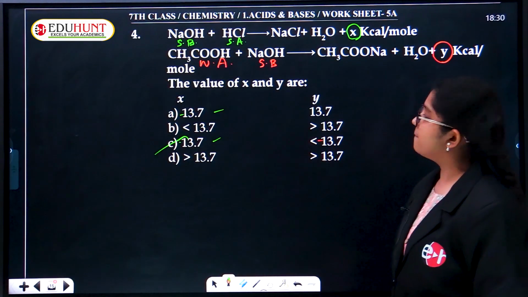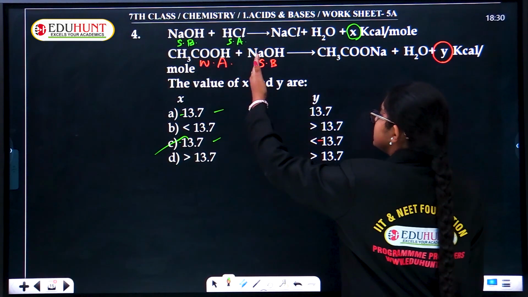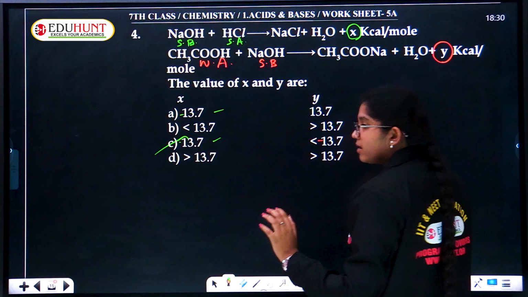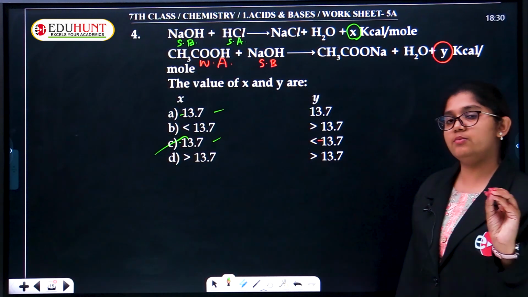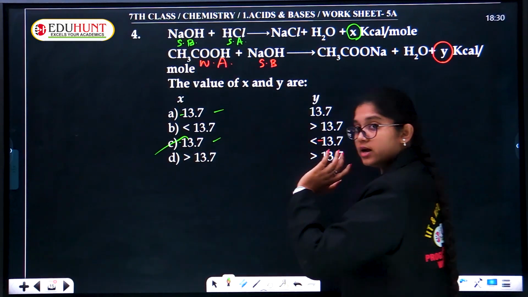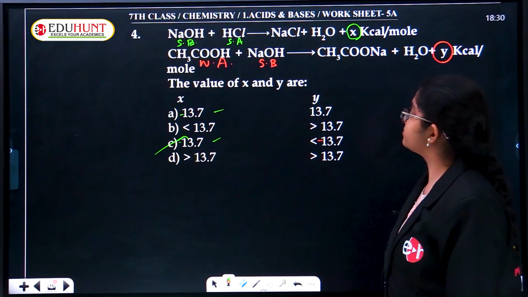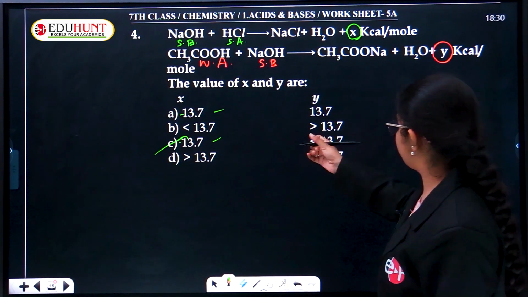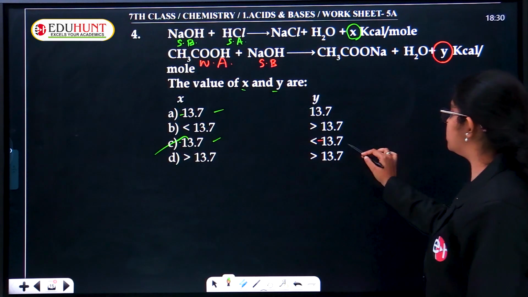You know why? Because it matches: strong base, strong acid, 13.7. Children, minus is nothing but the liberation of heat outside, not a negative value. So minus 13.7 is the right option for X, and here Y is less than minus 13.7. These are the equations of X and Y. Option C is matched. Clear now, children?